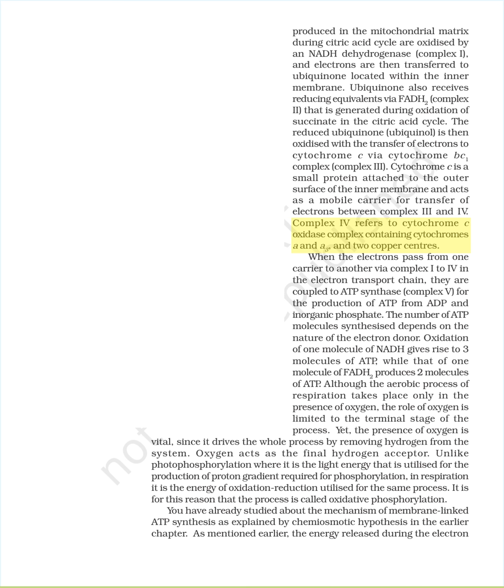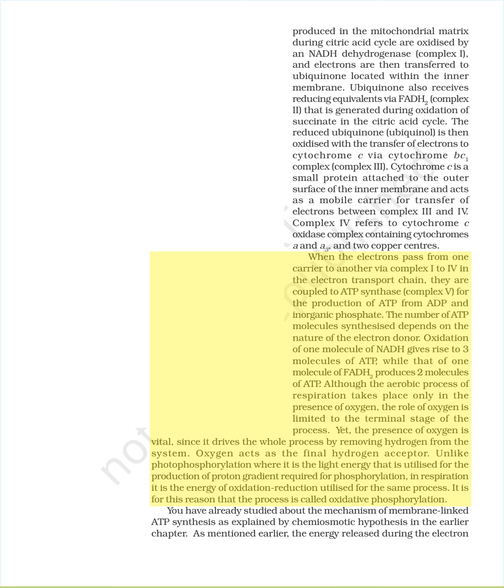Complex IV refers to cytochrome c oxidase complex containing cytochromes a and a3 and 2 copper centers. When the electrons pass from one carrier to another via complex I to IV in the electron transport chain, they are coupled to ATP synthase (complex V) for the production of ATP from ADP and inorganic phosphate. The number of ATP molecules synthesized depends on the nature of the electron donor. Oxidation of one molecule of NADH gives rise to 3 molecules of ATP, while that of one molecule of FADH2 produces 2 molecules of ATP.